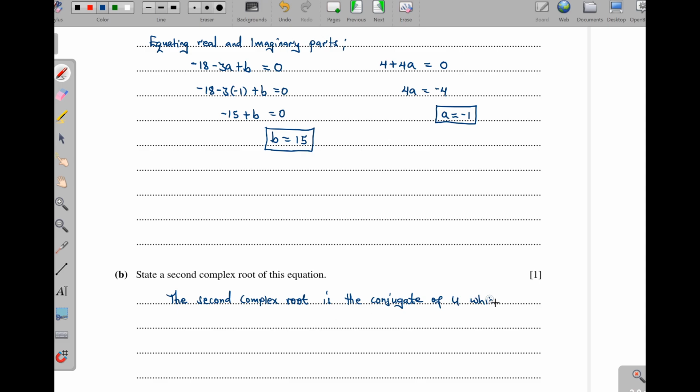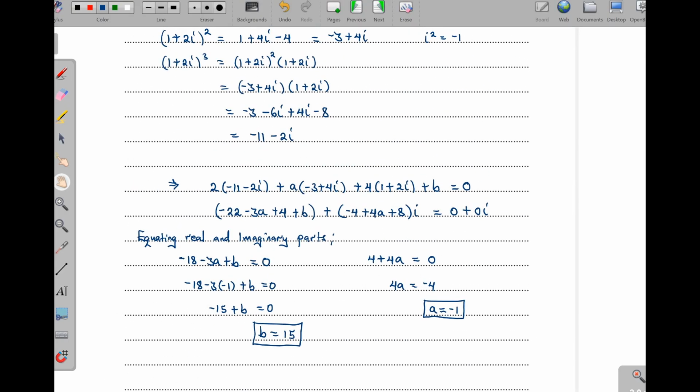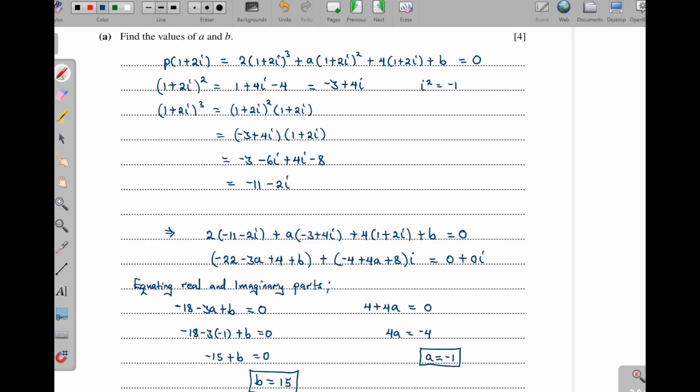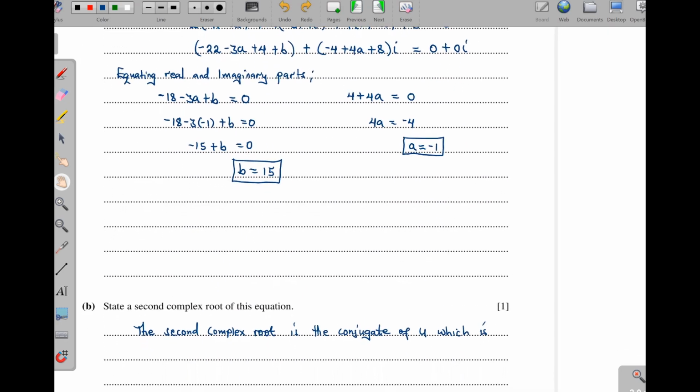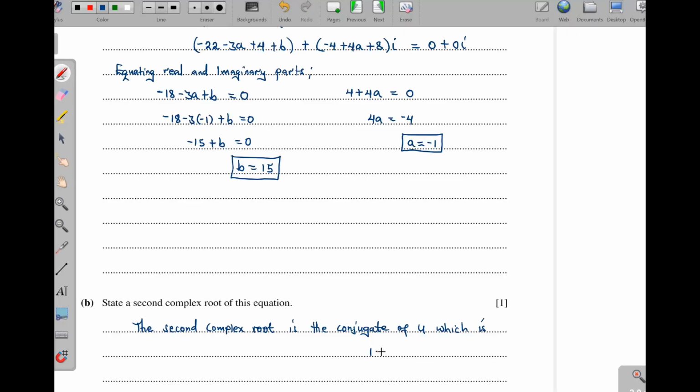Which is, now what were we given here? We were given 1 plus 2i, not so? 1 plus 2i. So you change the sign of this imaginary part to get the conjugate. So it will be 1, then minus 2i. 1 minus 2i. And that is that.